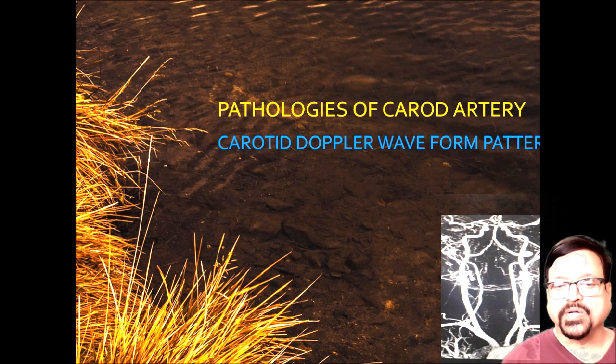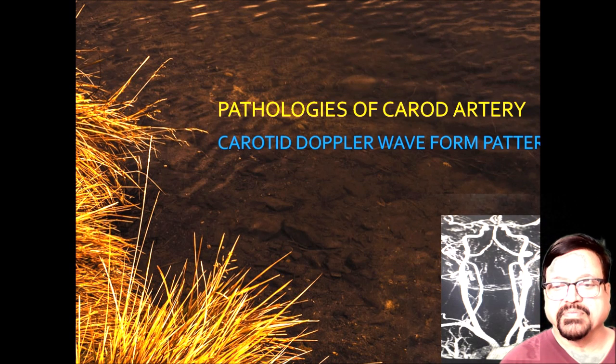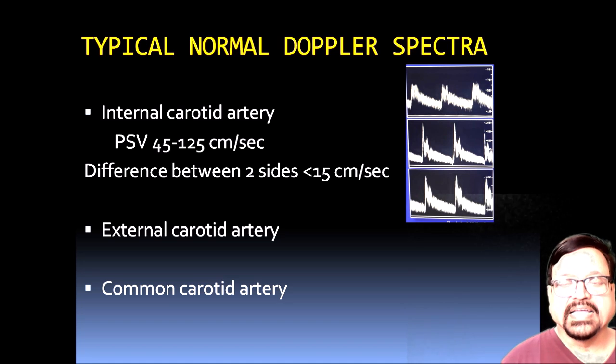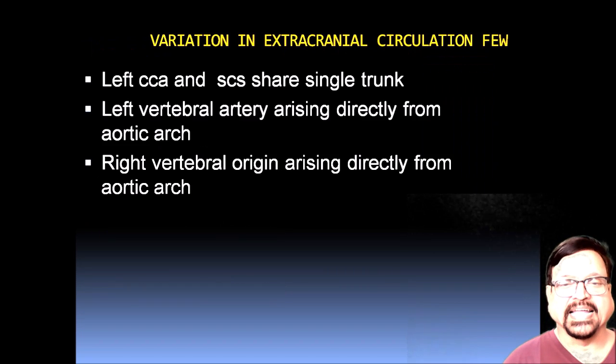Now, pathology of the carotid artery, continuing. Here we are showing you how the patterns look. Now, a typical normal Doppler spectrum. The internal carotid artery is the top, then the external carotid, and then the common carotid. Initially we were seeing theoretically, now we are seeing practically.